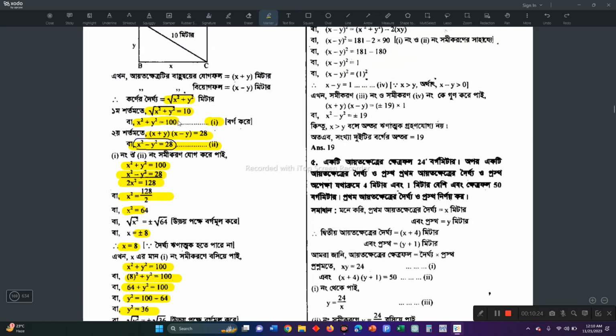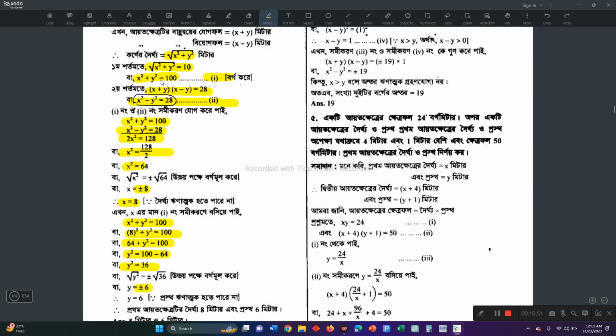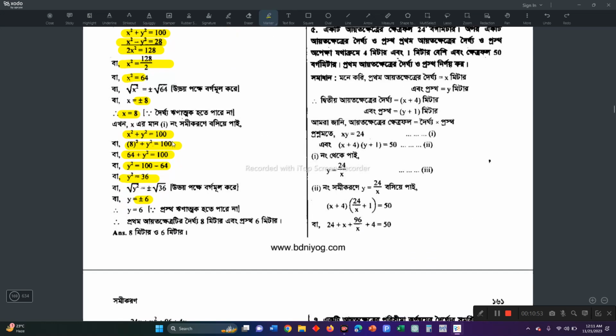Similarly, we will do the same thing to get the value for y. We will subtract equation number 2 from equation number 1. Then we will get 2y square. It will be 100 minus 28, that is 72. Then dividing 72 by 2 is equal to 36. So y square is equal to 36, or y is equal to plus or minus 6, but breadth cannot be negative, so y is equal to 6.